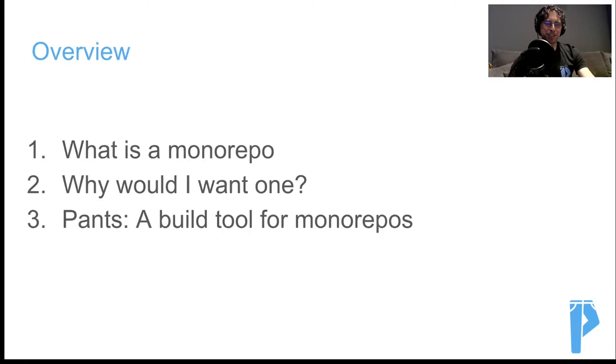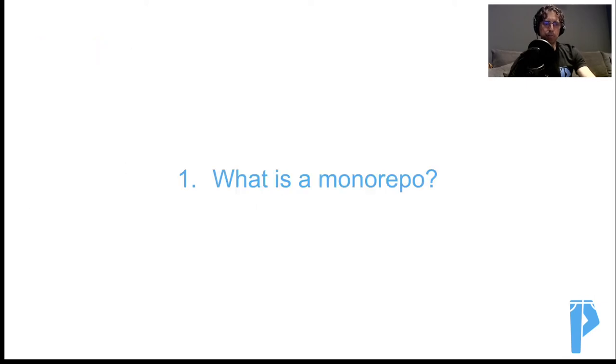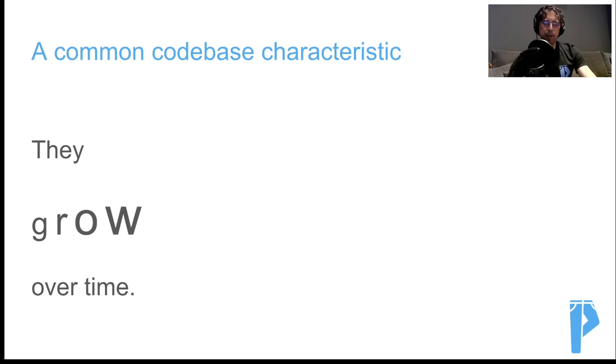So today, we're going to talk about three things. First, what is a monorepo? Then, why would I want one? And finally, what kind of tooling you need to work effectively in a monorepo? So let's jump right in to what is a monorepo. A common characteristic of codebases, particularly organizational codebases that are worked on by a team, is that they grow over time. And they grow because each developer keeps adding code over time, but also your team itself may be growing over time, so you have more developers adding more code, and your codebase grows super linearly over time.